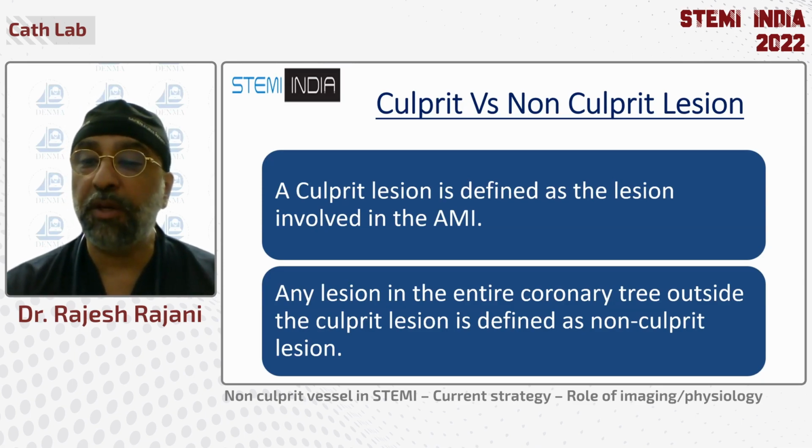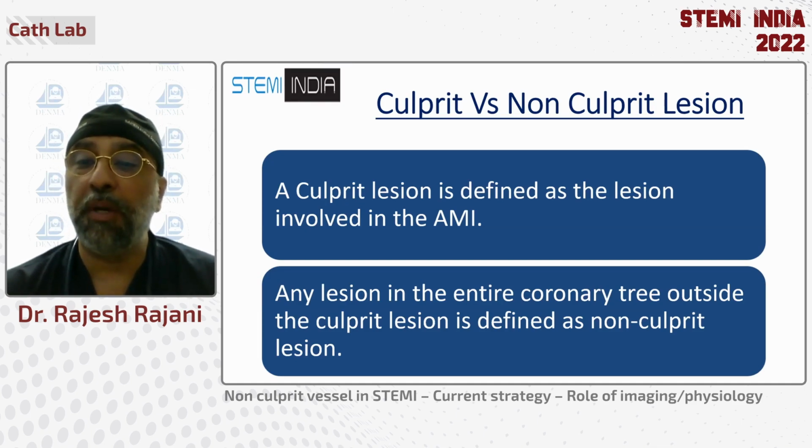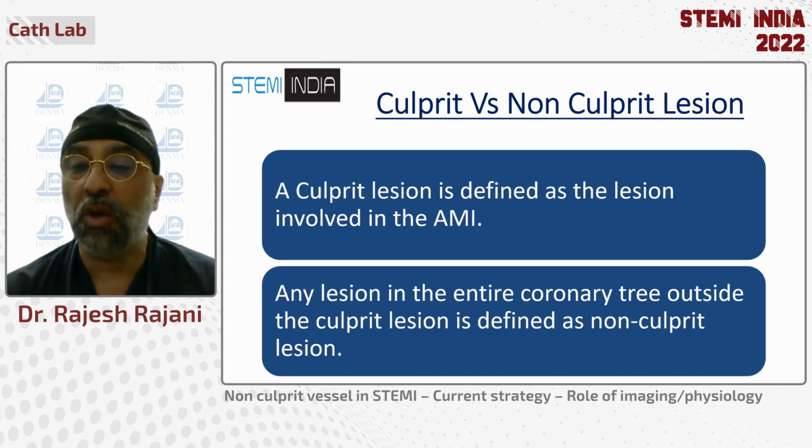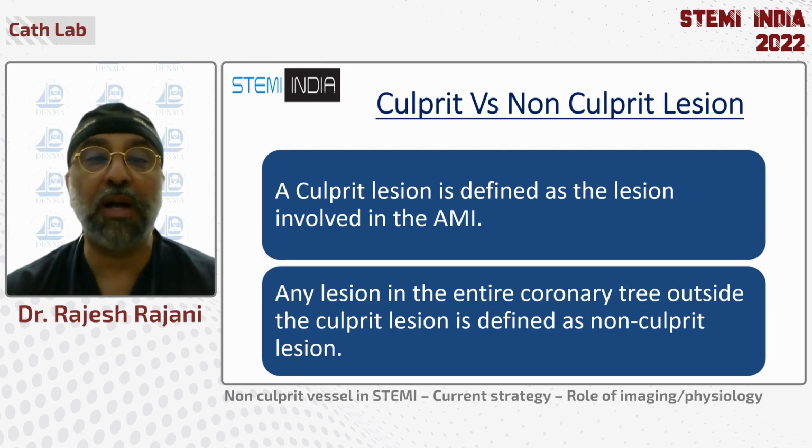As per the study which we have, a significant non-culprit lesion was defined as any non-culprit lesion with angiographic stenosis of more than 70%, or 40 to 70% angiographic stenosis with an FFR of less than 0.8, or an OCT showing fibrous cap thickness of less than 75 microns with 2 to 3 features of plaque vulnerability, which are minimal luminal area of less than 3.5 millimeter squared, lipid arc of more than 180 degrees, and clusters of macrophages.